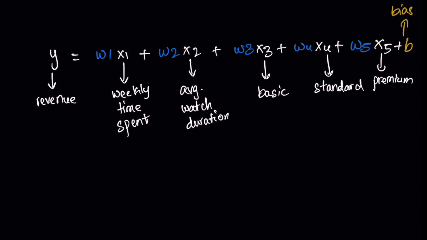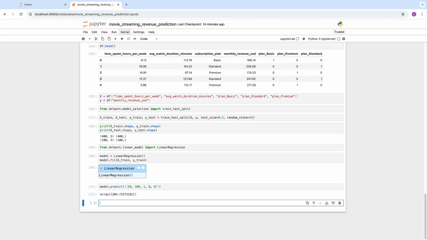Each has its own weight, W3, W4, and W5, which tells us the revenue contribution of the plan compared to the baseline. Finally, we add a bias term B, which acts like a starting point for the prediction when all the other inputs are 0. So essentially, the model is finding the best combination of these weights to minimize the error between predicted revenue and the actual revenue. Let's check the coefficients that our model has learned.